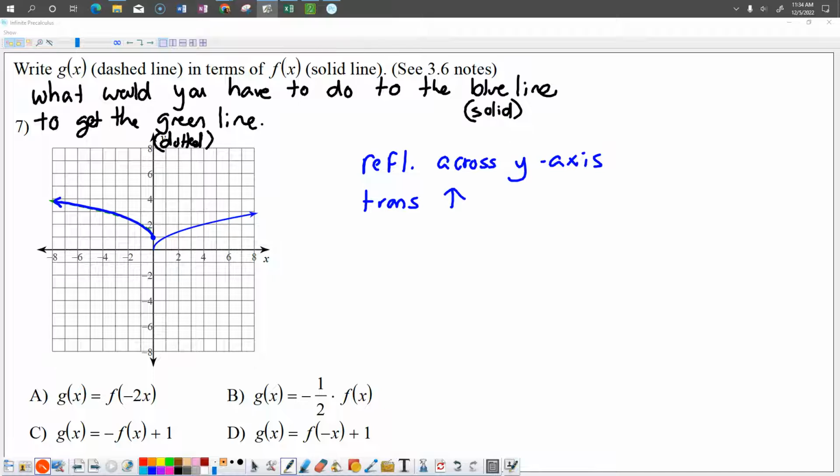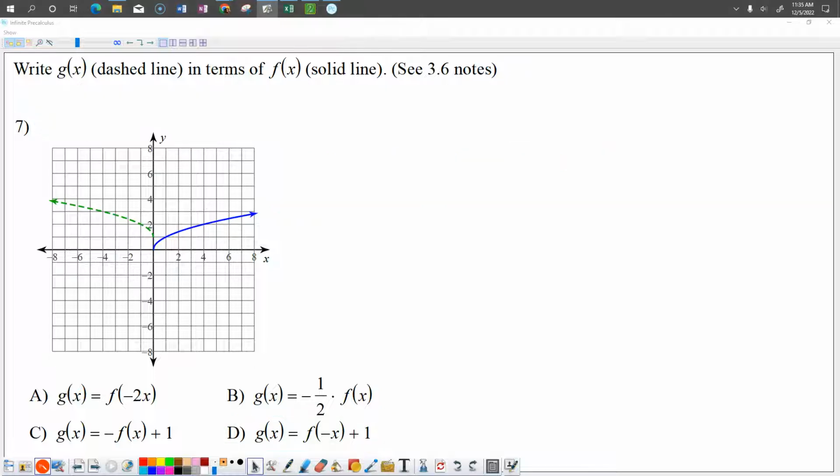Okay, now if I'm reflecting across the y-axis, that means that my B is negative. And if I'm translating it up, that means my K is positive. So we're looking for an option that has a negative B and a positive K, and that would be option D. Go ahead and take a look at another one.